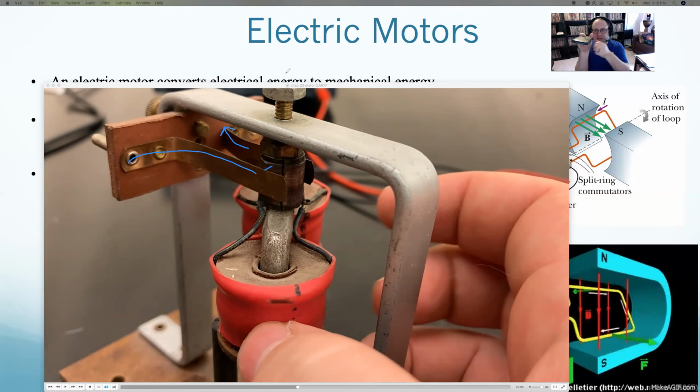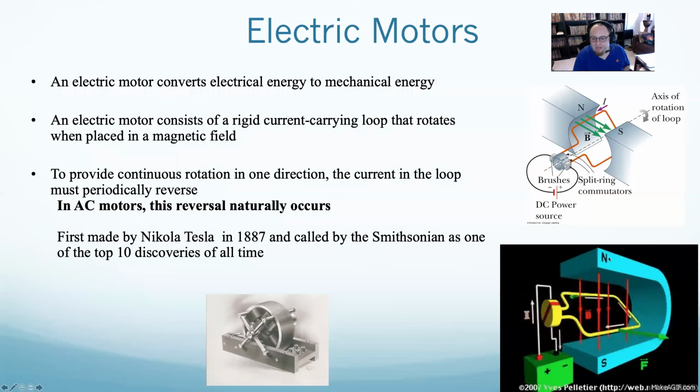And instead of spinning, it would flip, then flip back, then flip, then flip back. What a split ring commutator does, and this GIF at the bottom shows it, is make the current in the loop actually switch every 180 degrees. Even though the current going into the circle isn't changing, right now the current's going into the top, but as it flips, it's still going into the top. It's just what is the top that changed.